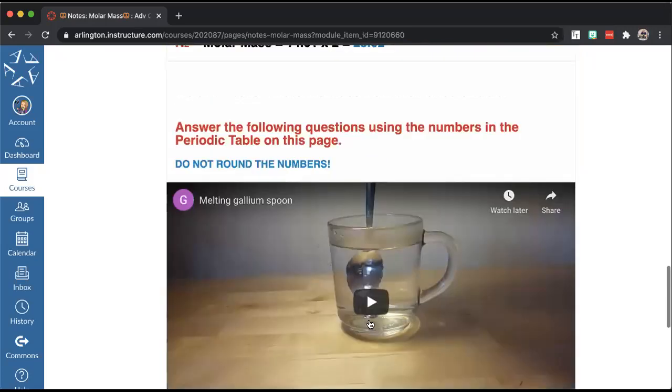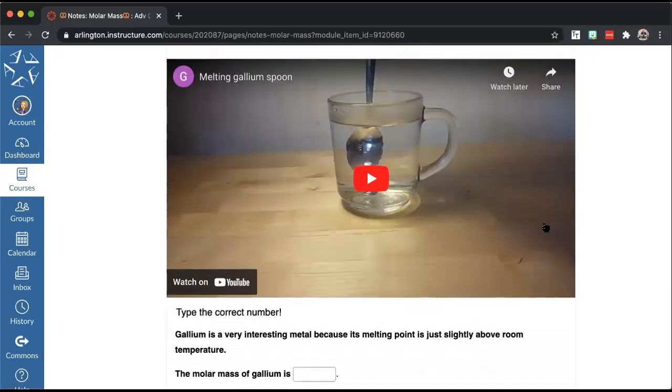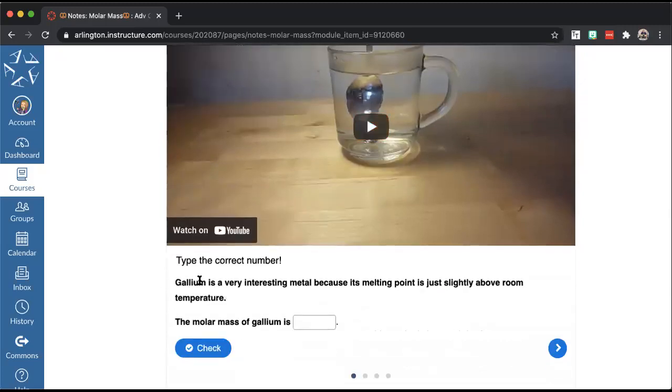And then this is just kind of a cool little video because this has the element gallium, which has a very, very low melting point. In fact, you put it in a cup of warm water and the whole thing just melts and becomes liquid. So that's related because this question's asking you about gallium and its molar mass.